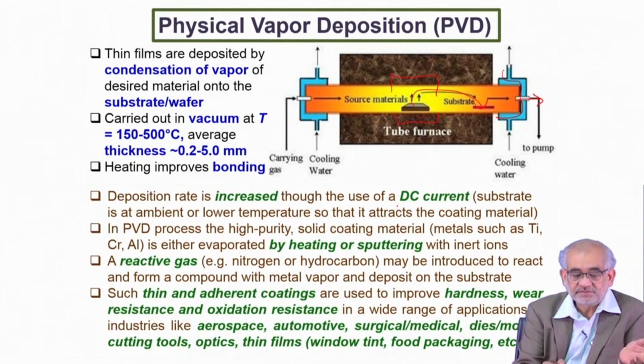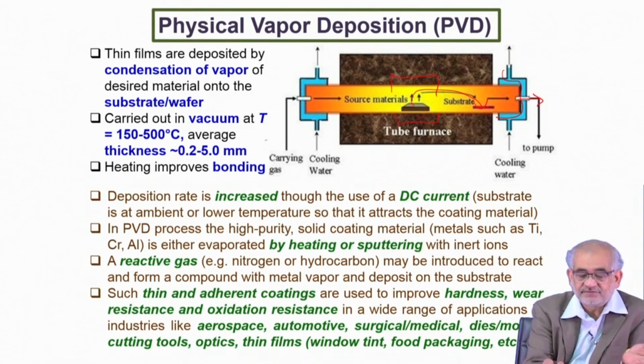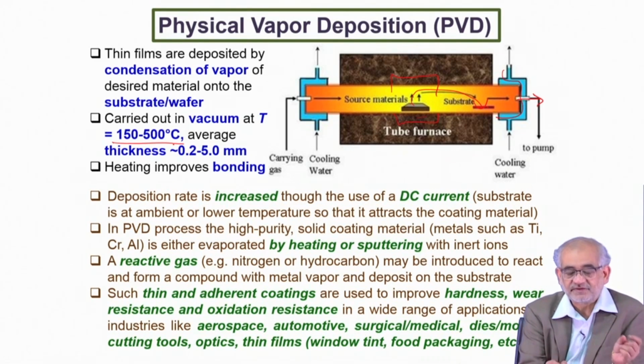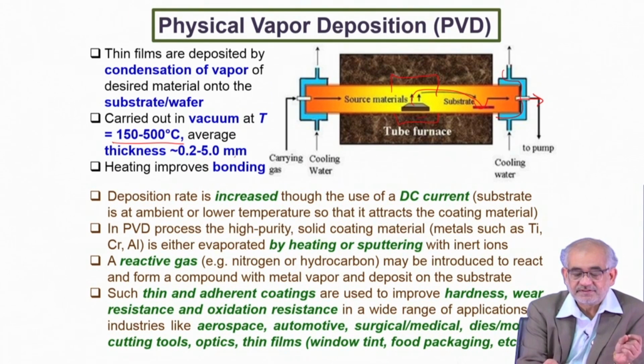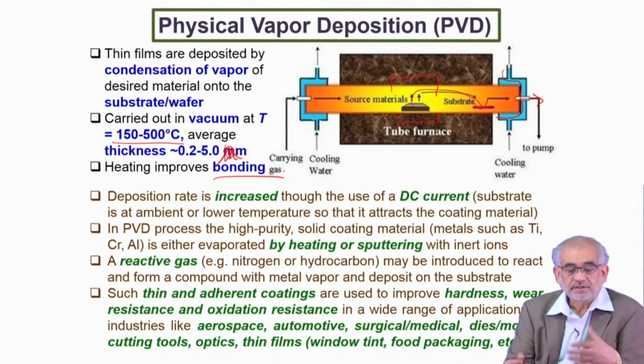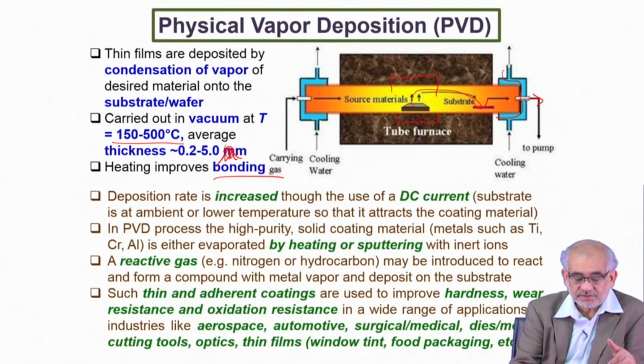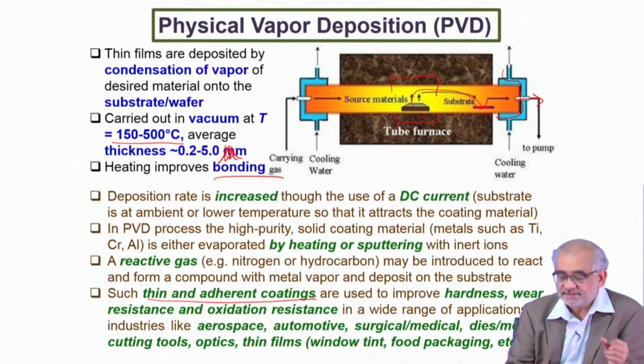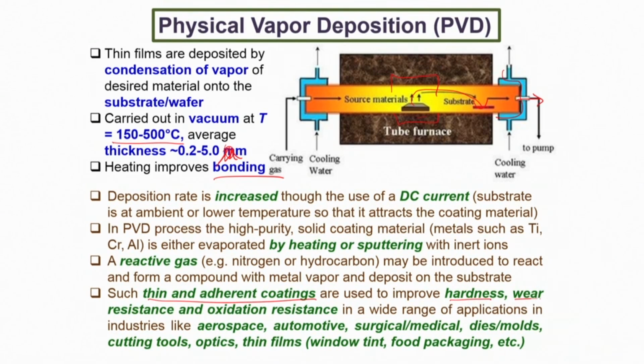So the temperature that we can heat up to inside the furnace is not very high, maybe up to about 500 degrees centigrade. But no, actually this is micrometer. So this can be a fairly thin coating. So the deposit that we create should be thin and adherent, and we want to improve the hardness, the wear resistance, the oxidation resistance.